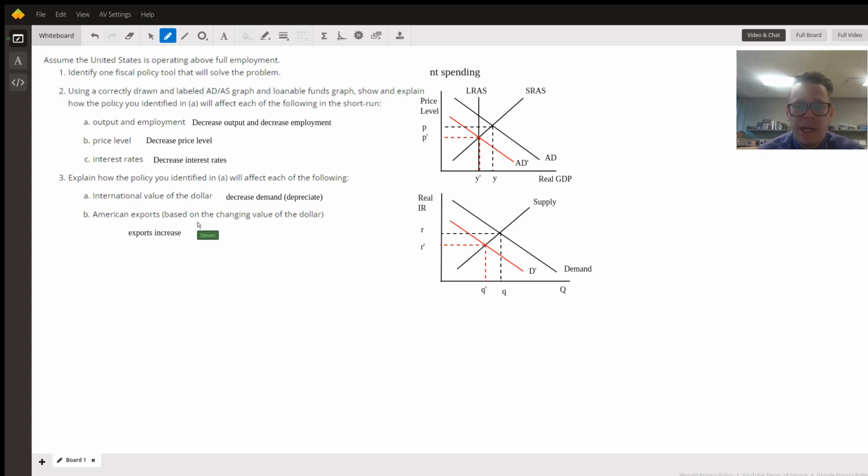And when the demand for our currency falls, our currency depreciates in value. Now, how does a depreciating dollar impact exports? Well, a depreciating currency makes our goods relatively cheaper compared to other goods, which means our exports will increase. If our currency was going up in value and it was an appreciating or stronger currency, that would actually help our imports and hurt our exports. But because our currency is depreciating, falling currencies are good for exports, which means your exports would go up because our goods are relatively cheaper.